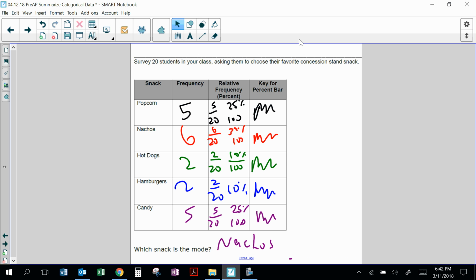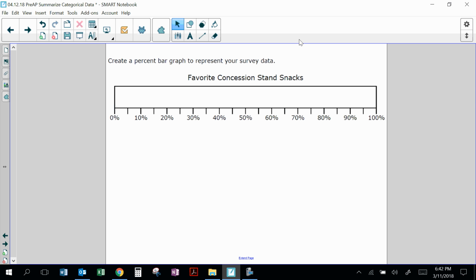As soon as I can go to the next slide. Create a percent bar to represent your data. This is a percent bar. It's almost like a circle graph. It is a circle graph, it's just a horizontal bar, from 0 to 100%.